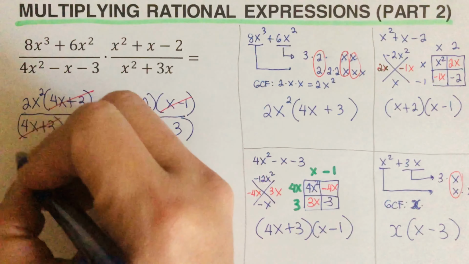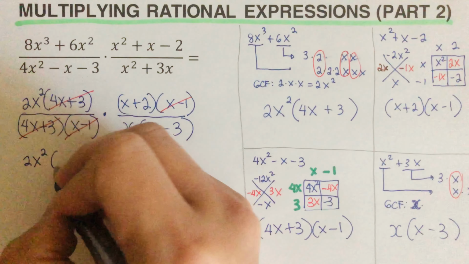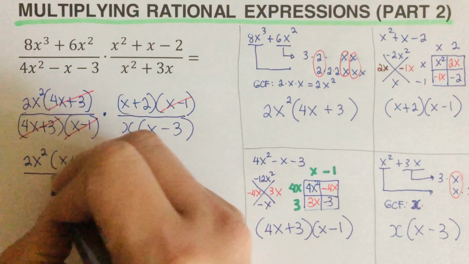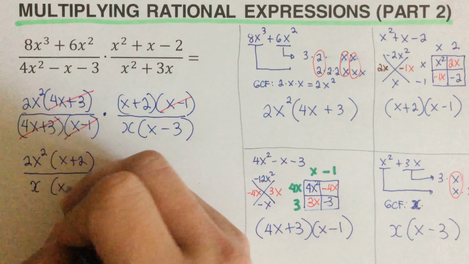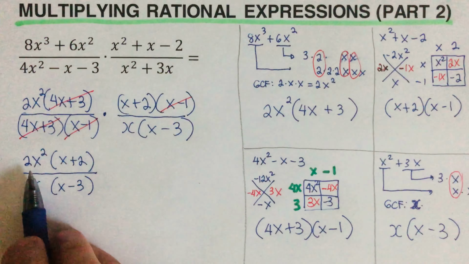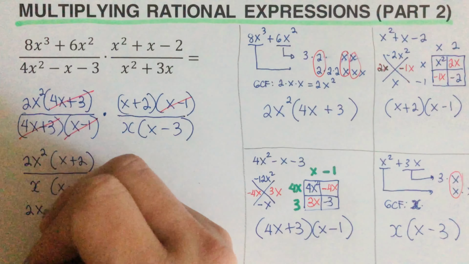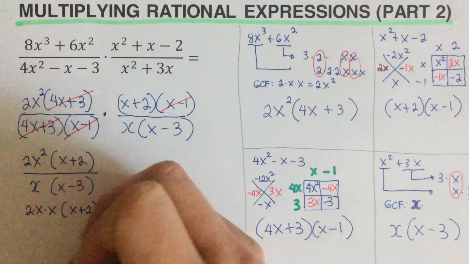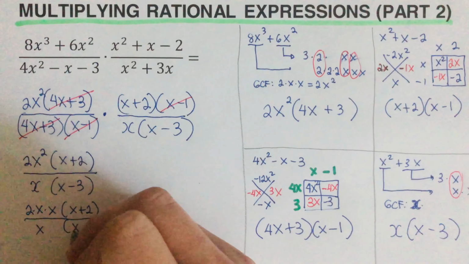So we're gonna write it out. So that is 2x squared, and then we have x plus 2. Again, we're multiplying across, and that is over. We have 1x left, and then that is x minus 3. So then we can go ahead and expand this to x squared. That's actually 2x and x. So I can expand it that way, and then that's x plus 2 over, there's one x at the bottom, and then that is x minus 3.